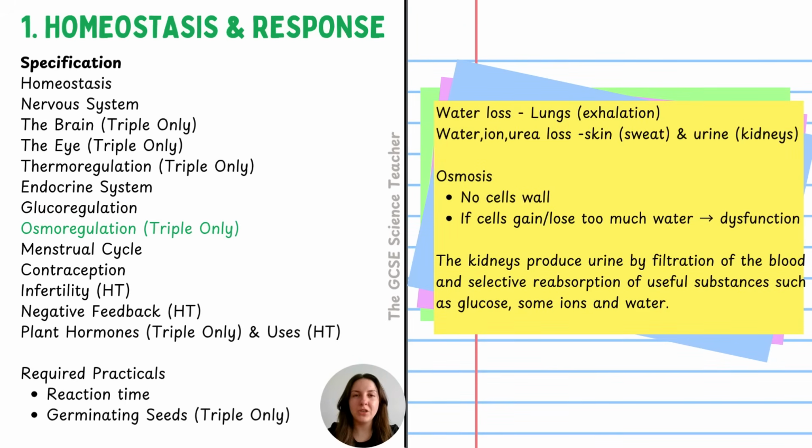This is osmoregulation. Water is lost in the lungs when we exhale, and also water, ions, and urea are lost from the skin when we sweat, and urine from the kidneys filtering the blood. Remember, osmosis is a key principle here, and because animal cells have no cell walls, if a cell gains or loses too much water, it can cause dysfunction. The kidneys produce urine by filtration of the blood and selective reabsorption of useful substances such as glucose, some ions, and water.